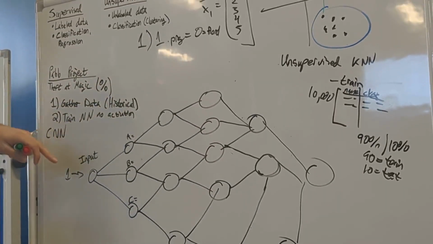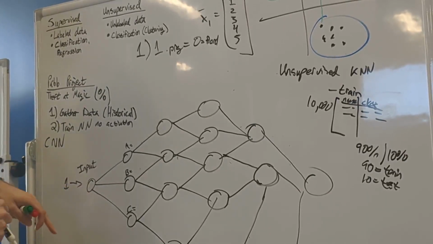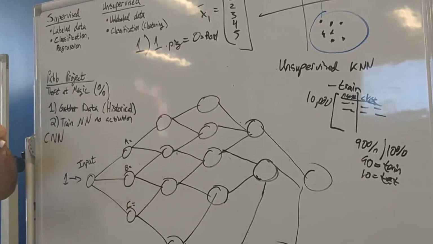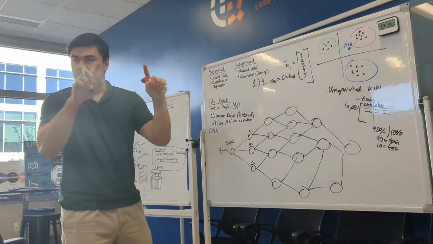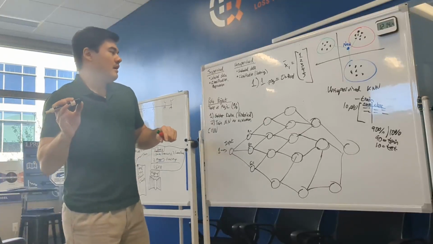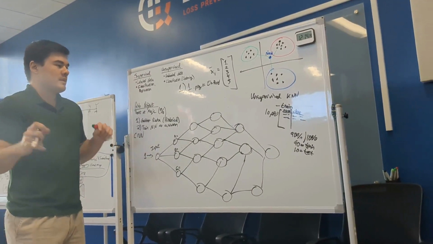So what we do is we pass 1 through, okay? And of course, during data pre-processing, we need to pad the images and make sure that we have spatial hierarchy. I'll explain that to you really quickly.